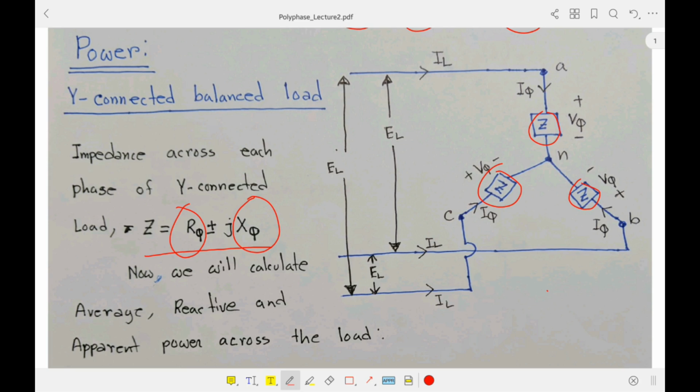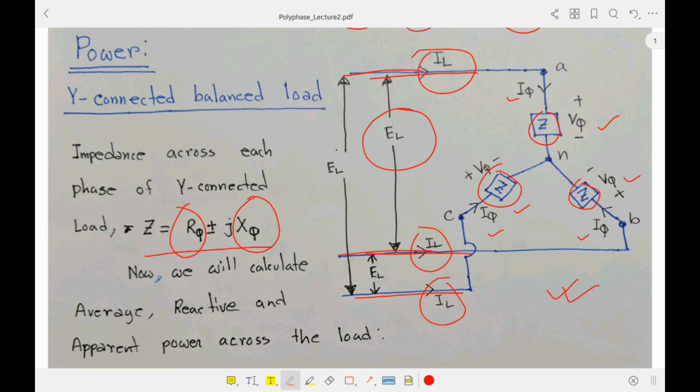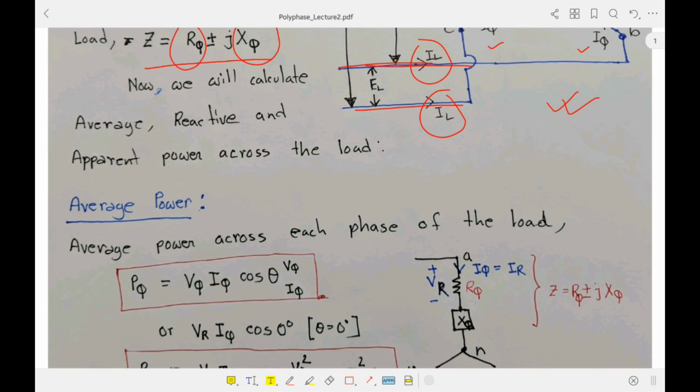Now you can understand that this is a general representation of a Y connected load. These are the phase voltages V phi, and these are the phase currents I phi, and these are three lines. Associated with these three lines there are three line currents IL, and from one line to another line we call the line to line voltage, that is EL. So this is a balanced Y connected load. Now first of all, average power.